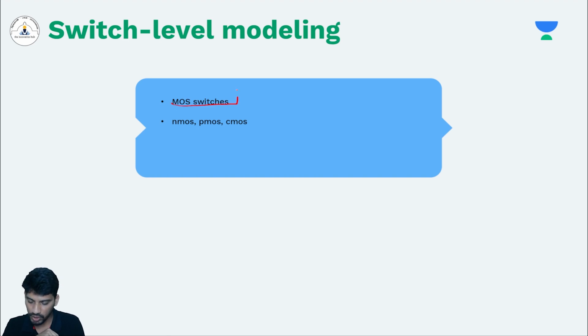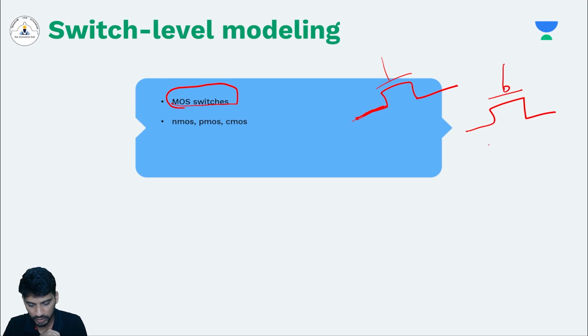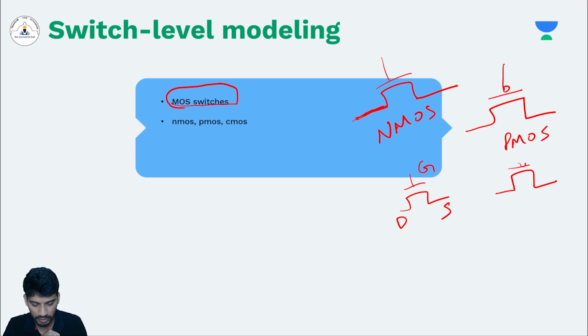First of all, what is a MOS switch? A MOS switch is a Verilog primitive. This is also a primitive. This is not a user defined primitive. This is a Verilog primitive in which you can define two MOSFETs, either PMOS or NMOS. This is the symbol for PMOS. This is the symbol for NMOS. Usually the MOSFET terminals will be like this, right? If this is an NMOS, then this is gate, this is drain, this is source. Similarly, if this is PMOS, then again this is gate, drain and source.